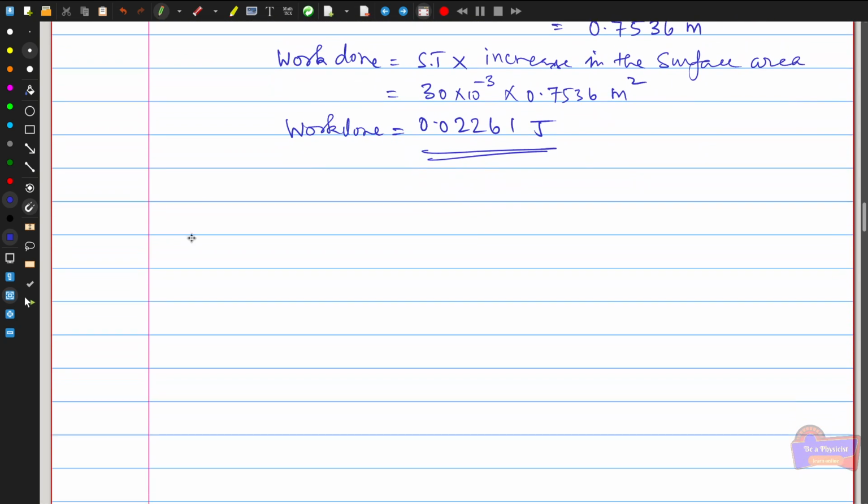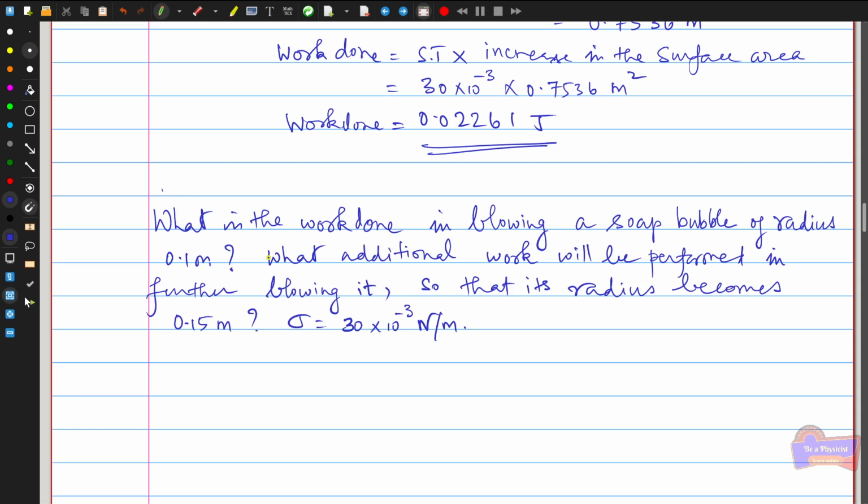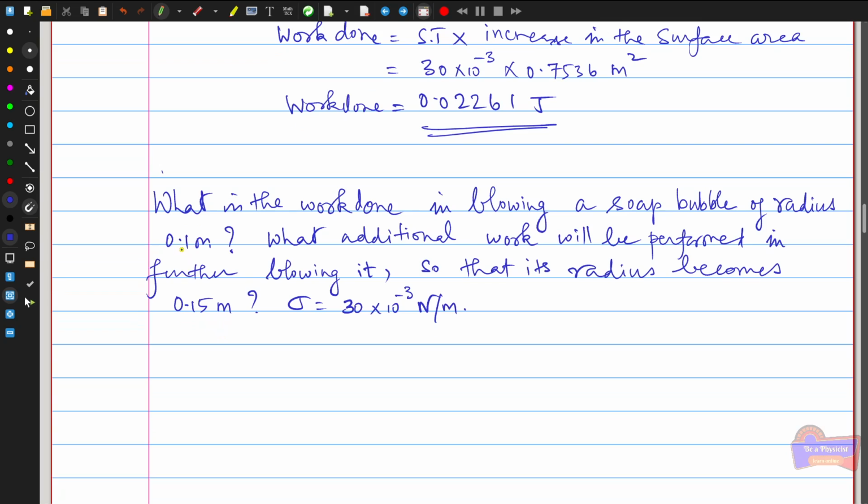Similarly, I can solve one more problem related to this. The problem is: what is the work done in blowing a soap bubble of radius 0.1 meter? What additional work will be performed in further blowing it so that its radius becomes 0.15 meters? So the starting radius is 0.1 meter and the final radius is 0.15 meters. You have to find the additional work done. The surface tension of the soap liquid is given as 30 into 10 to the minus 3 Newton per meter.